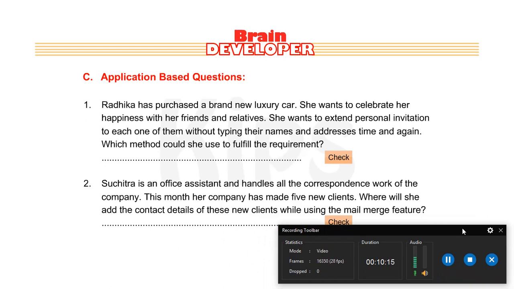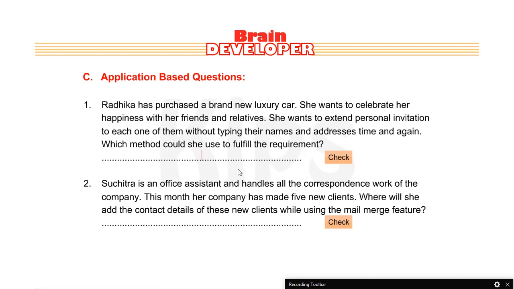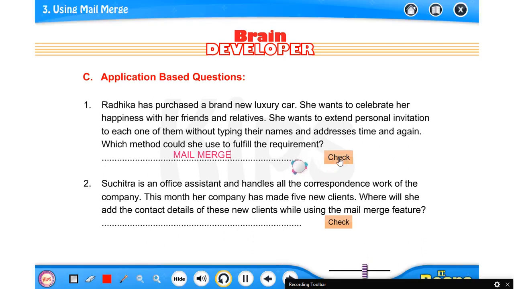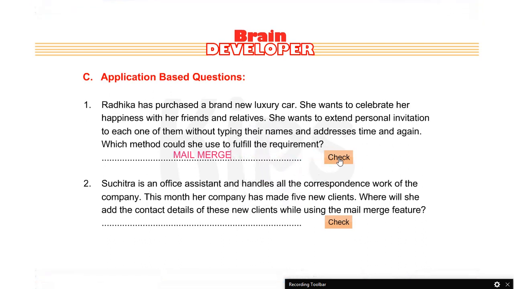So we were doing application based questions, and the first question I asked you: what should be the correct answer according to you? The correct answer of this is mail merge. Let me check it. Mail merge. Yes, it is correct. So mail merge will come in it, beta.